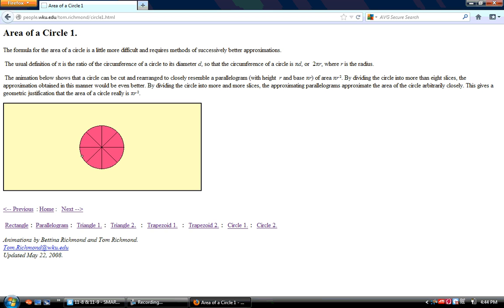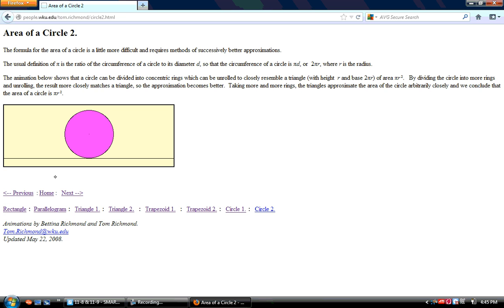Okay, so here the circle is split up into multiple parts, and when those are separated and put back together, they make what actually appears to be a parallelogram. This is the radius, and this is half of the circumference, since that's the whole circumference on the two sides. So the base is approximately pi r, the height is r, and when you multiply those, you get pi r squared. So that's one justification for that formula.